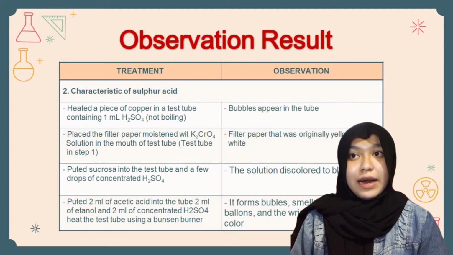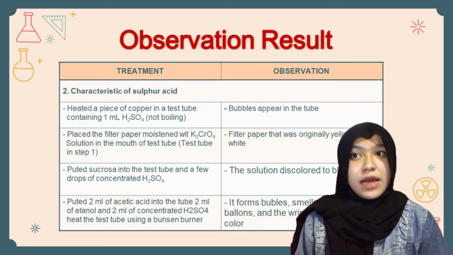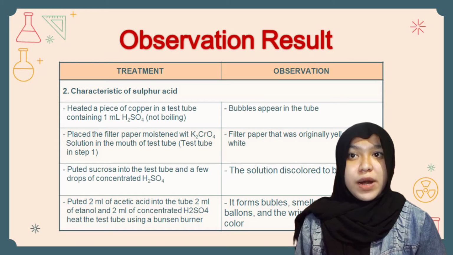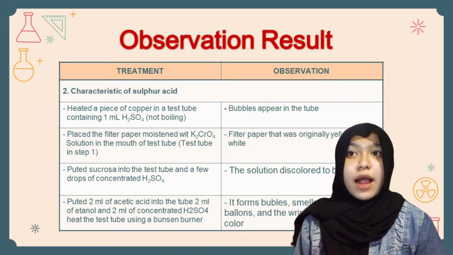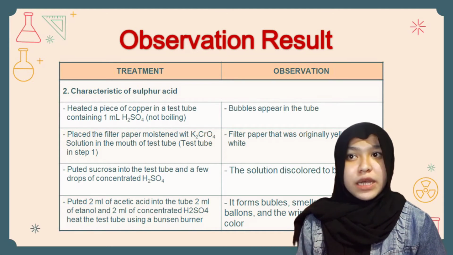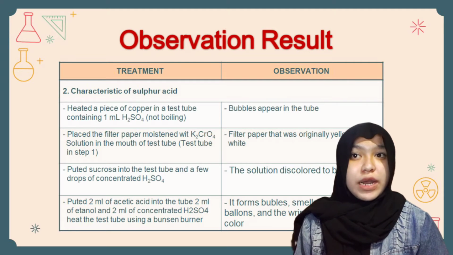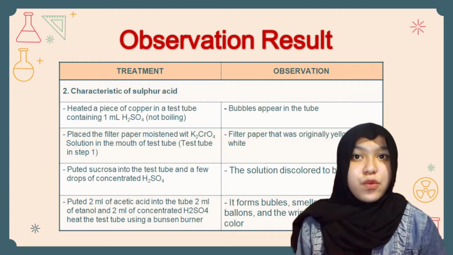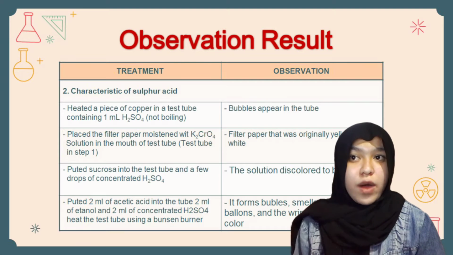Two. Characteristic of sulfuric acid. Treatment 1: heat a patch of copper in the test tube containing 1 ml H2SO4, not boiling. Observation: bubbles appear in the tube. Place the filter paper moistened with K2CrO4 solution in the mouth of the test tube from step 1. Observation: the filter paper that was originally yellow turned white.